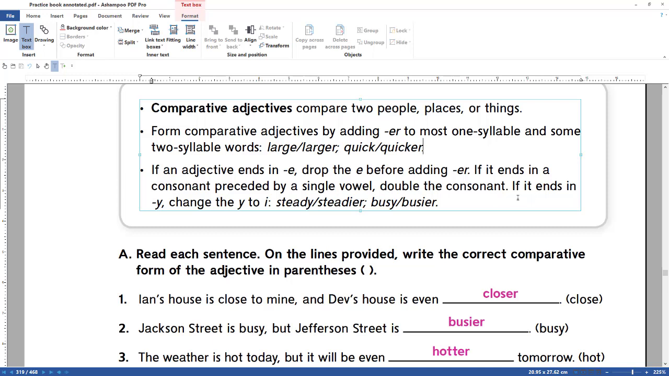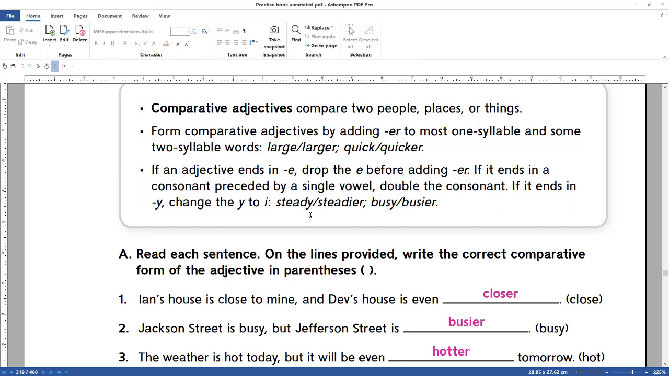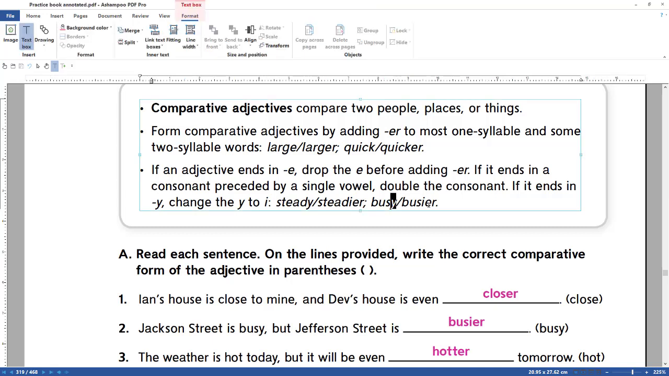The last case, if the adjective ends in y, the last letter is y, in this case we will just remove the y and add I-E-R. As you can see here, steady became steadier and busy became busier. Simply we removed the y and added I-E-R.